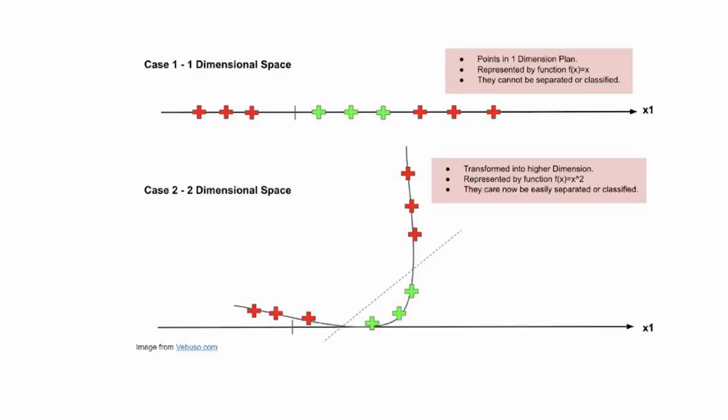In the picture below, the green labels and red labels are not linearly separable in a 1D space. So instead, a function is applied and they are converted into a two-dimensional space. And now, as you can see, they are linearly separable.